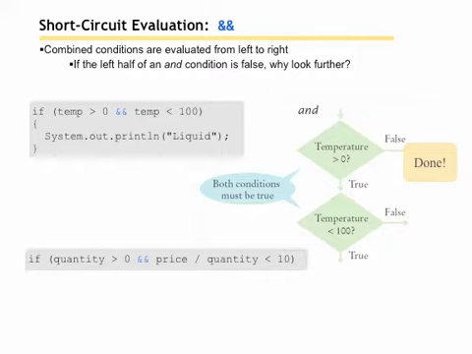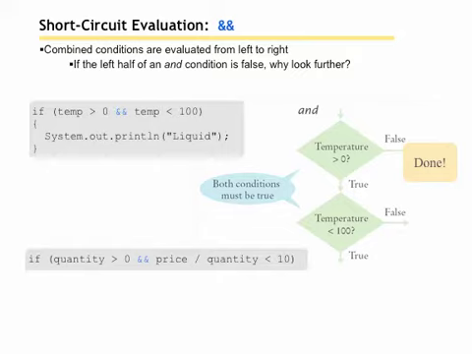We can use this short circuit evaluation to our advantage when we say something like if quantity greater than 0 and price divided by quantity is less than 10. The advantage here is if quantity is not greater than 0, we might encounter a divide by 0 error when we say price divided by quantity. However, as long as we're relying on short circuit evaluation with the and operator, we won't run into that problem. So if quantity is equal to 0, that first expression would be false, and it will skip the if statement entirely, causing us to not have a divide by 0 error, which is a runtime error. Our program will crash if we have that.